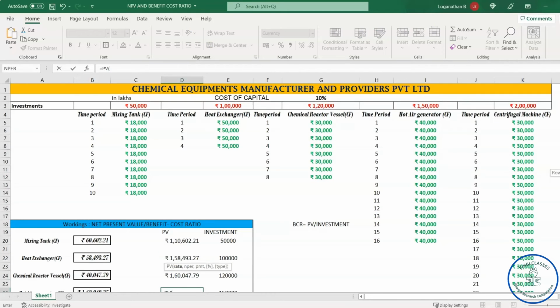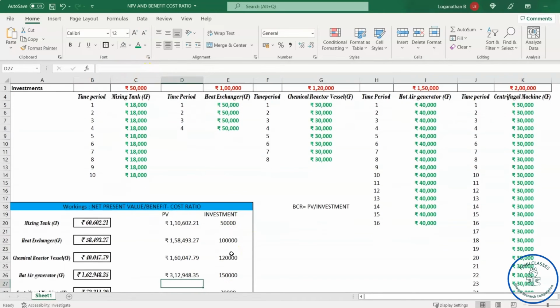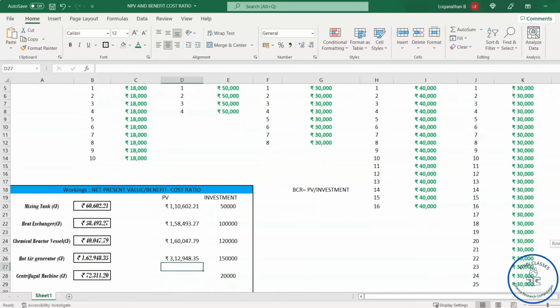The rate they have given here is 10%, comma, the number of years for the hot air generator is 16 years. Then 40,000, and close the bracket. So if you have difficulty in seeing these, you can get into the formula bar where you can see whether you're entering the value correctly, right? Then enter, we'll be getting the value 3,12,948 for the present value for hot air generator.